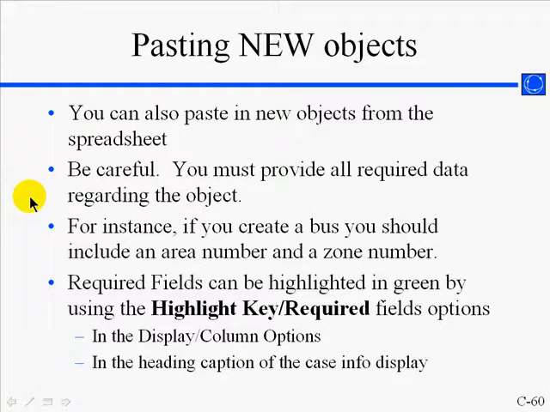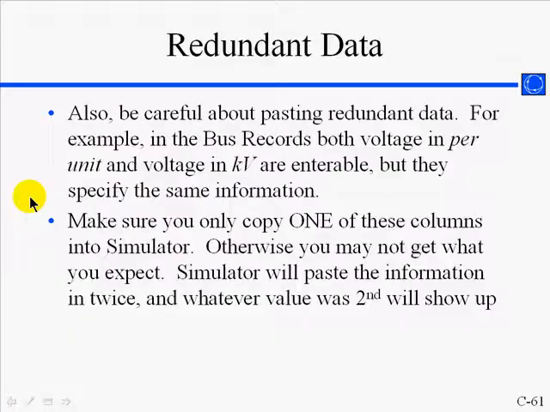Another thing you have to be careful of is redundant data. Basically, when you're pasting records in from a spreadsheet or from any other external source that uses the clipboard back into Simulator, Simulator is going to take the last data that it reads in. So there's a couple different ways which you could inadvertently be redundant. For example, with bus records, there are at least two different fields that represent voltage. One is the per unit voltage field, and the other is the kV field.